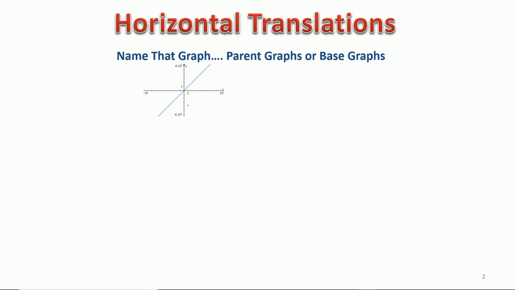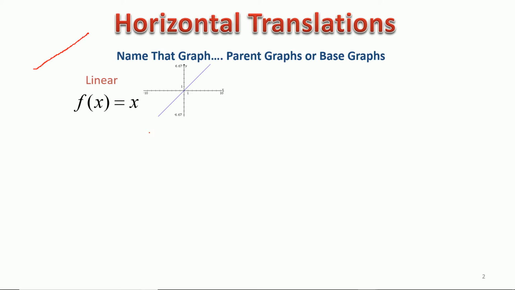We are discussing horizontal translations. So first, let us try to understand the parent graphs or the base graph. What kind of graph is this? There is a straight line here in the first quadrant and third quadrant. So this is a linear graph. That means it has a straight line.